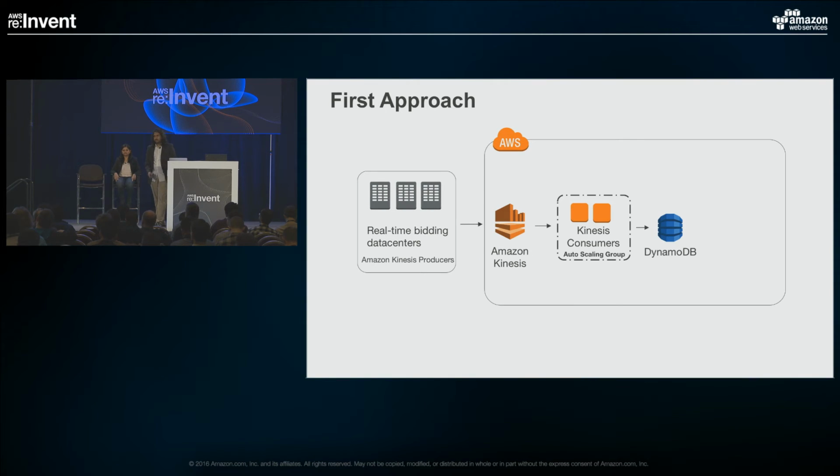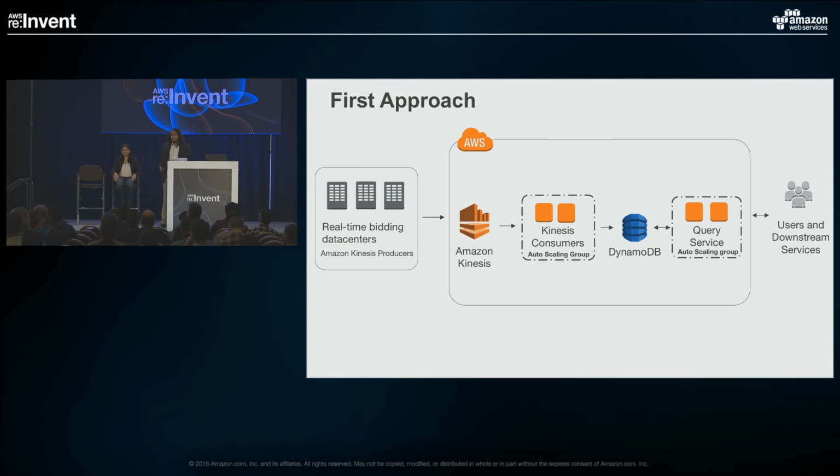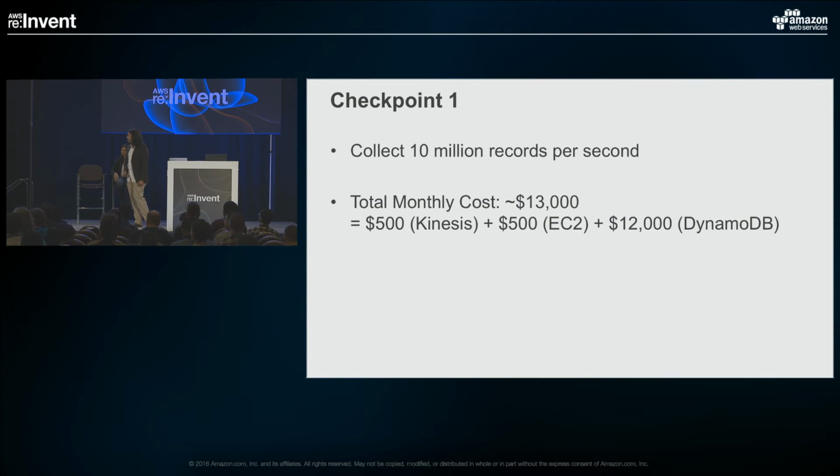The data is then consumed by consumers running on EC2, and that data is then written to DynamoDB. We have a time series database that provides historical views on this data, and then we run a query service on top of this, and downstream users and services are able to access that data through an API endpoint that we expose. The query service just goes back into Dynamo to provide the particular insights that the users are interested in.